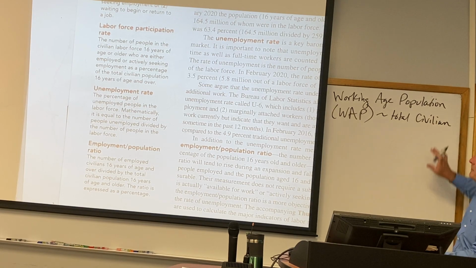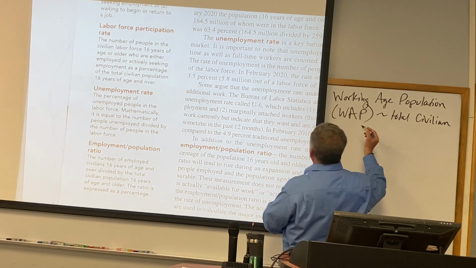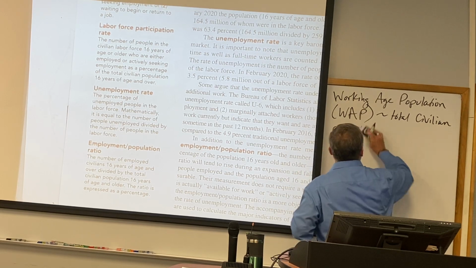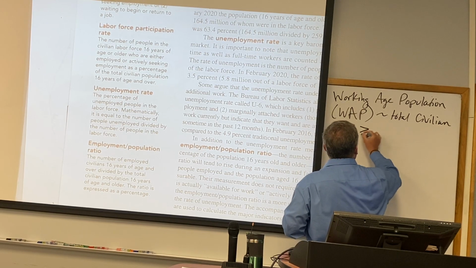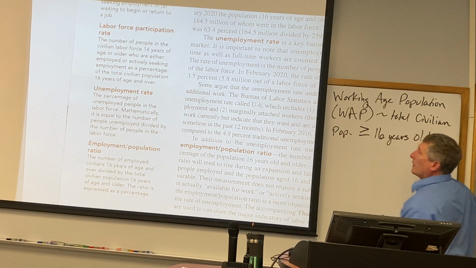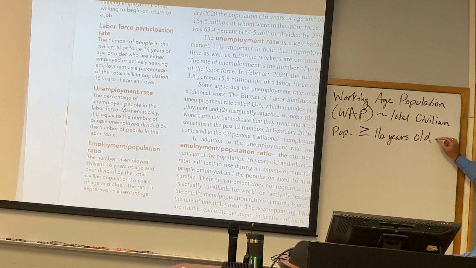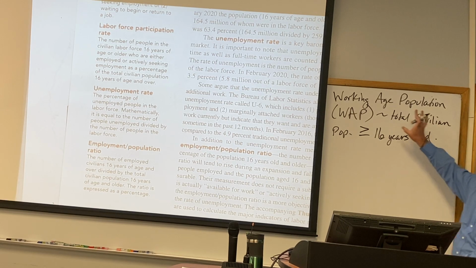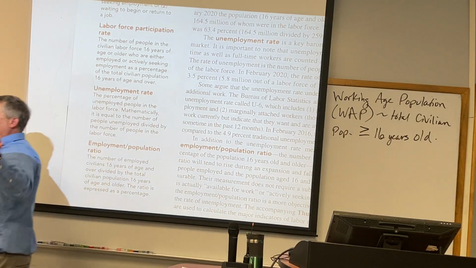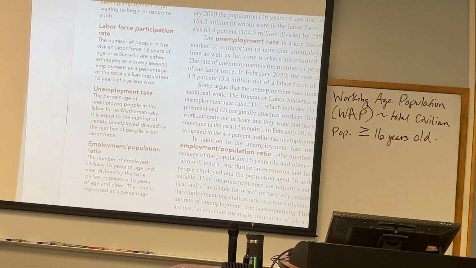So total civilian population, greater than or equal to 16 years old. We're going to call that the WAP, working age population. And so the labor force participation rate looks at the fraction of those people who are choosing to work.